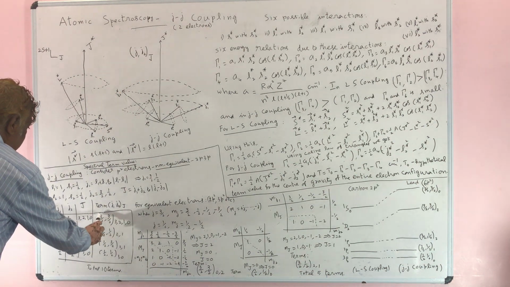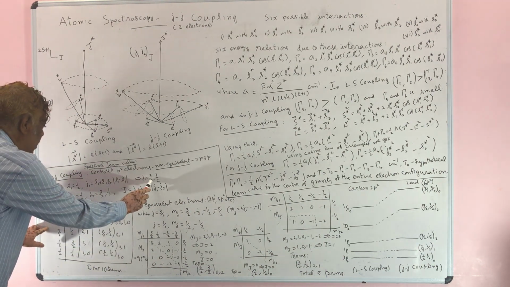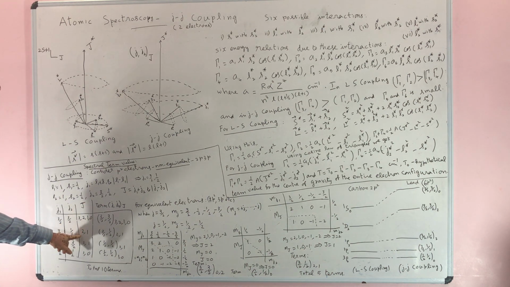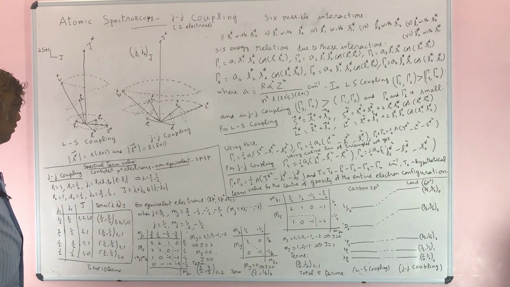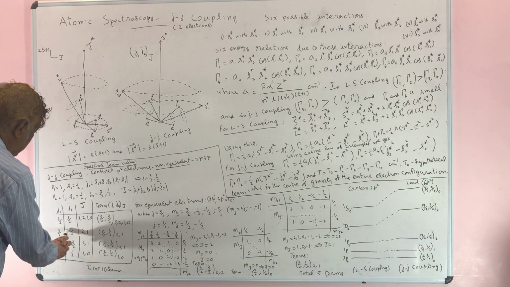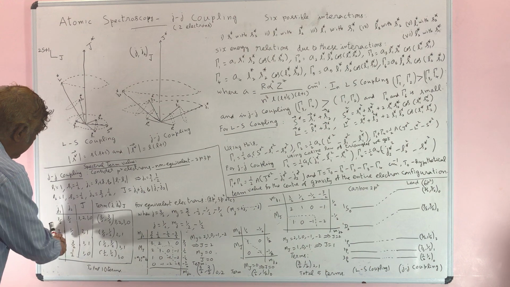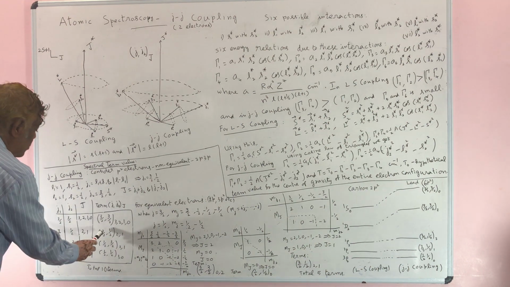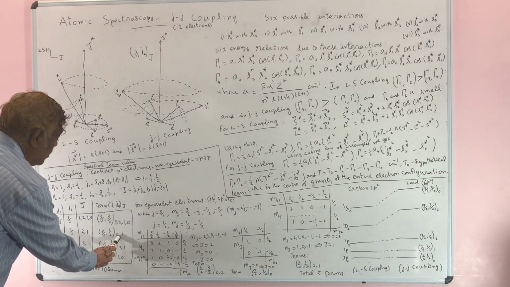So here you are getting 4 levels. If you put J1 is equal to 3 by 2 and J2 is equal to half, there are 2 possible values of J: 2 and 1. There are 2 possible values here. 3 by 2 plus half is 2, and 3 by 2 minus half is 1. So there are 2 possible values. So 3 by 2, 1 by 2, and the J values are 2, 1.